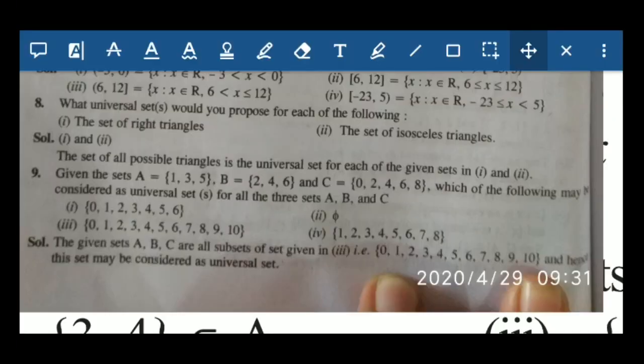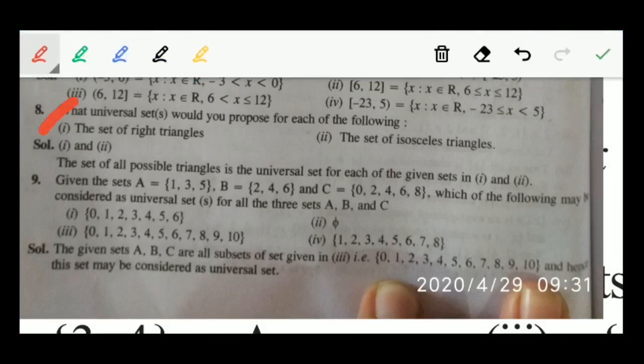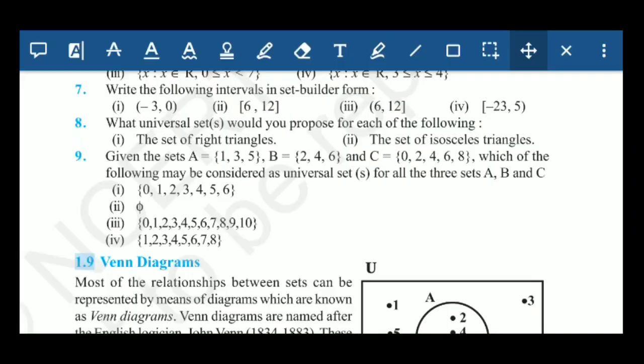The eighth question. In the eighth question, what universal set would you propose for each of the following? The set of right triangles and the set of isosceles triangles. See, the set of all possible triangles is the universal set. All possible triangles is the answer for both cases 1 and 2. Now see the ninth question.